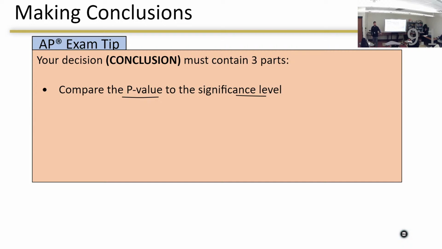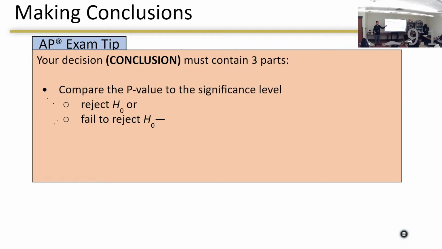After you compare it, you got to make a decision: reject H0 or fail to reject H0. If it's less than, you reject it. If it's greater than, you fail to reject it. You can only do one of those two, depending on what the p-value is compared to the alpha value. And that's what's nice about AP statistics, because if you get the wrong p-value but make the right decision, they're going to give you the correct points.